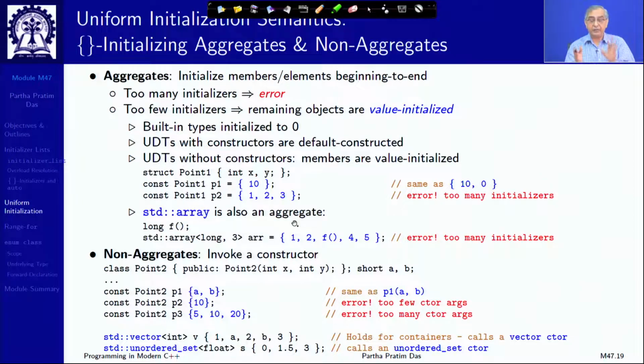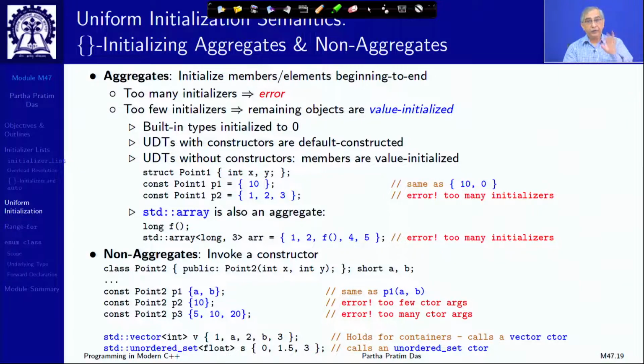We have some difference between aggregate types and non-aggregate types. If it is an aggregate type, like an array or that kind of a container, then you have to provide the initialization, and those will be initialized member by member. If you have too many initializers, then you will have an error.